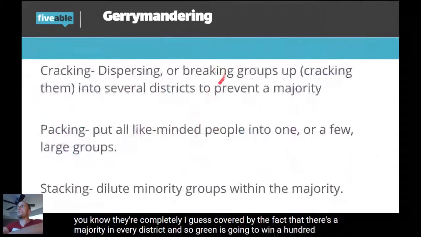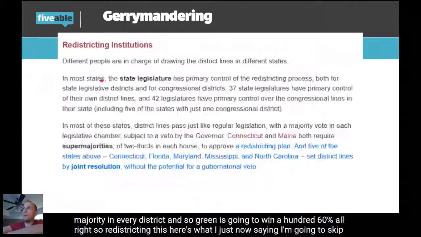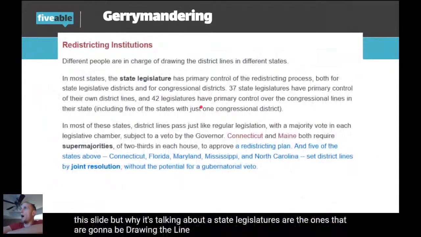All right, so redistricting. Here's what I was just saying. I'm going to skip this slide, but what it's talking about is that state legislatures are the ones that are going to be drawing the lines, and basically whoever's in charge is going to be the ones doing that.